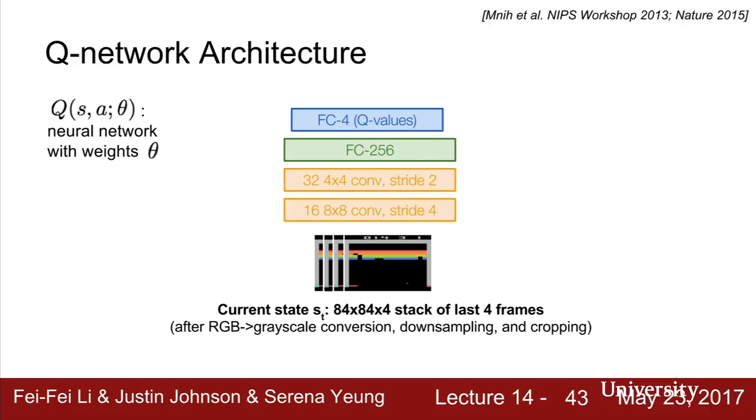The network we're going to use for our Q function looks something like this: we have our Q network with weights theta, and our input, the state s, is the current game screen. In practice, we take a stack of the last 4 frames so we have some history. We take the raw pixel values and do some RGB to grayscale conversion, downsampling, and cropping, some pre-processing, and what we get out is an 84 by 84 by 4 stack of the last 4 frames.